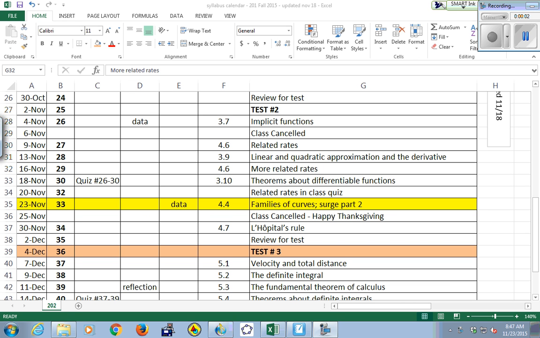We're going to talk about families of curves today. Remember that there'll be no class for just this class on Wednesday. Okay, so this class is canceled on Wednesday.